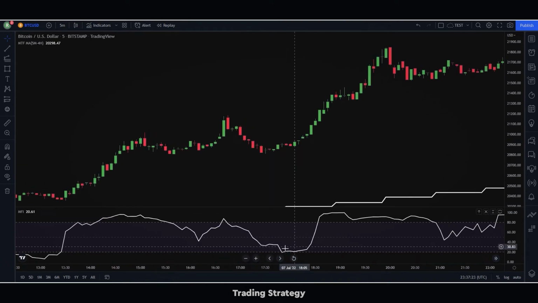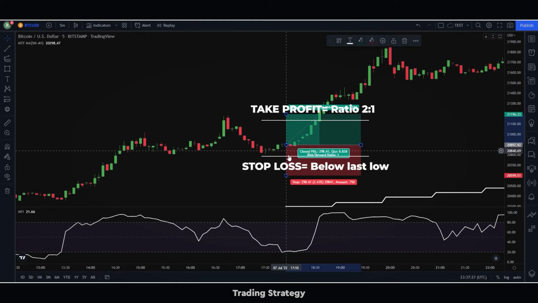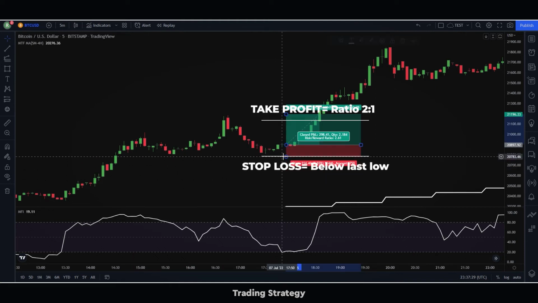The rules for making a buy trade are simple. Firstly, the price must be above the EMA of 55 periods, and secondly, the money flow index must enter and then leave its oversold zone, that is, it must enter and leave 20. Once the buy operation is made, we will put our stop loss below the last low, and our take profit in a ratio of 2 to 1, that is, twice our stop loss.